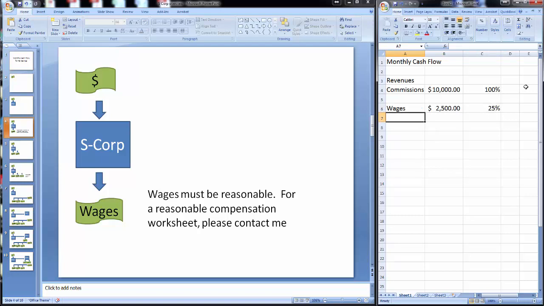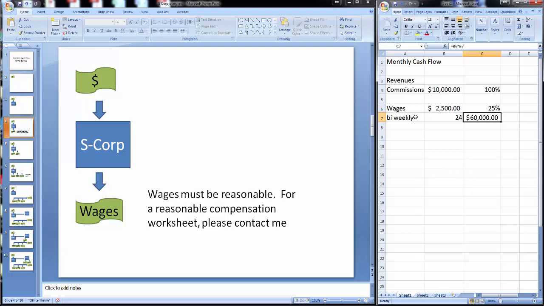Now you might say, well, my reasonable wage is, let's say, $50,000 for the year. So if I do wages, this is biweekly. If we do biweekly, we're going to be paying out 24 times for the year. So what is $2,500 times 24 biweekly pay periods? That's $60,000. So what if you do a reasonable compensation report and your wages come out to 80,000 or 90,000?